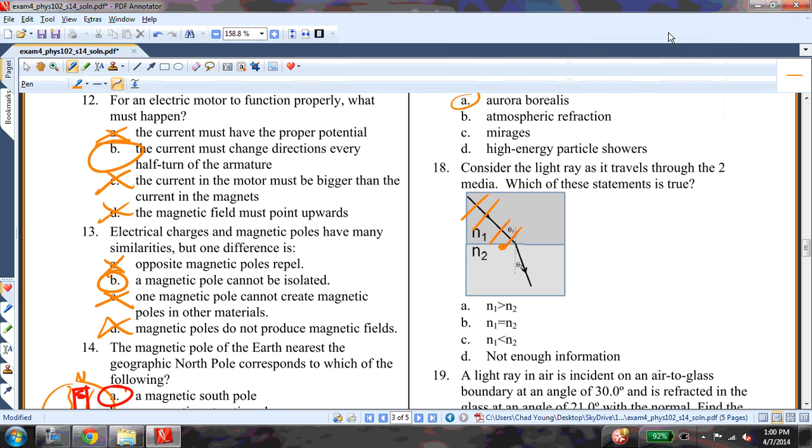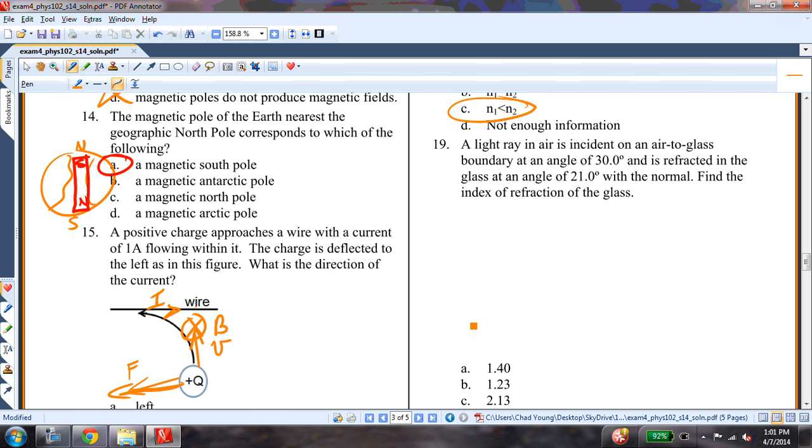Okay, sorry about that. So we have our wave front here, and here we know that it has to slow down, and then it's going to speed up around here so that the wave fronts travel like this. And so if it slows down in N2, that means that N2 is bigger than N1. So C is the right answer for number 18.